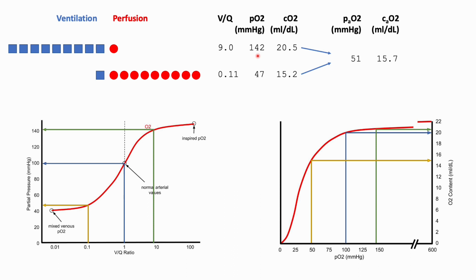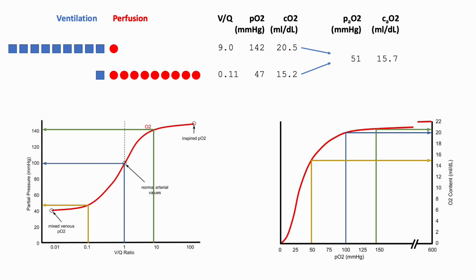They should just cancel each other out, because if I take the average, we get 142 plus 47, that's 189, divide by 2, that's 95. So we should have an arterial PO2 of 95. That's pretty close to 100, so there's no problem. So where is the flaw in that logic?